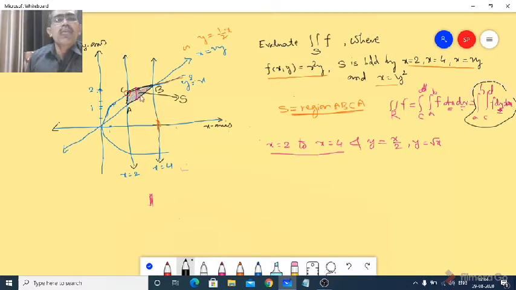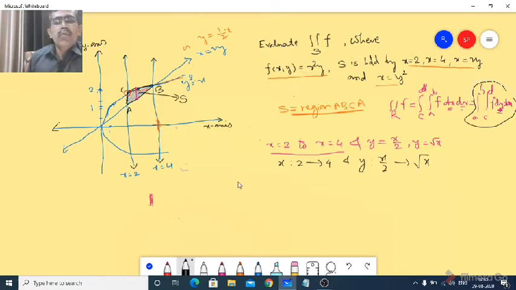So for that I have taken a line parallel to the y-axis and move it along the x-axis in this region. The line moves from x is equal to 2 to x is equal to 4 in this region. Its lower end lies on the line x is equal to 2y, or y is equal to x by 2, and the upper end lies on the parabola, where y is root x. Thus x runs from 2 to 4 and y runs from x by 2 to root x.